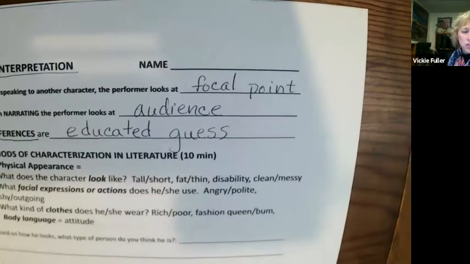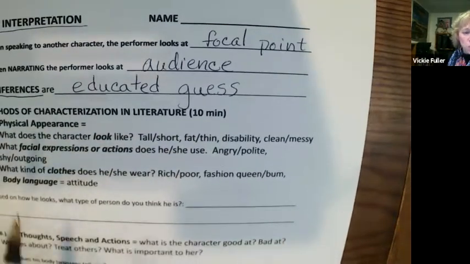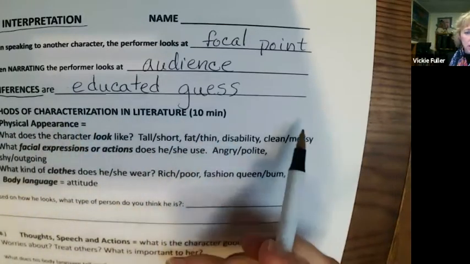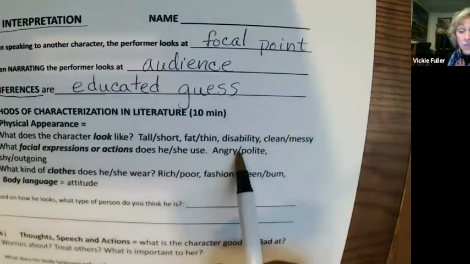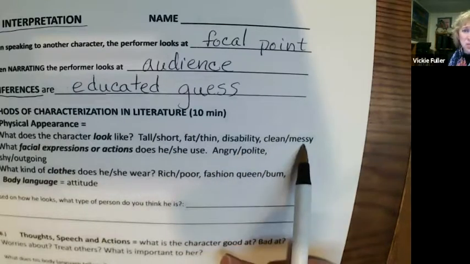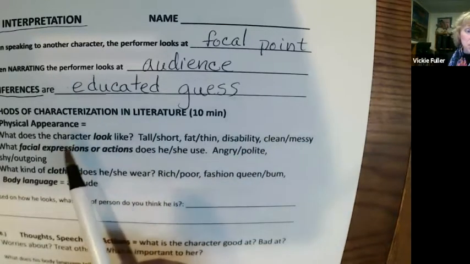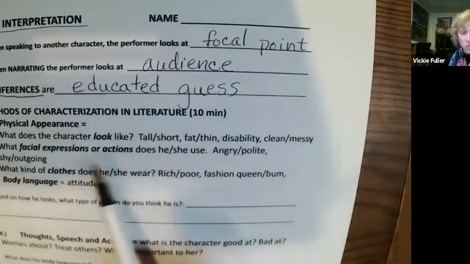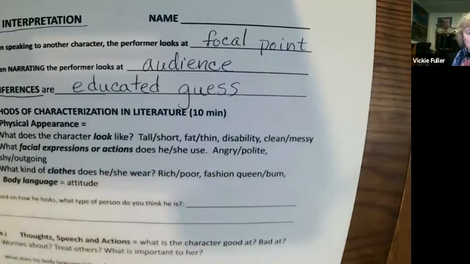But we do want to focus on these first 4 ideas of methods of characterization in literature. The first one is physical appearance. What does the character look like? Basically, are they tall, short, fat, thin? Do they have a disability of some kind? Do they look clean or do they not look so clean? Are they a little bit messy? What kind of facial expressions or actions do they do? What kind of clothes do they wear? Their body language.